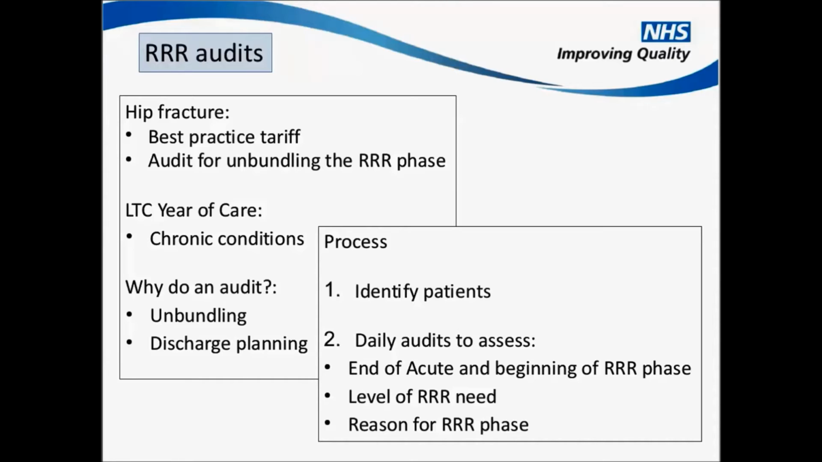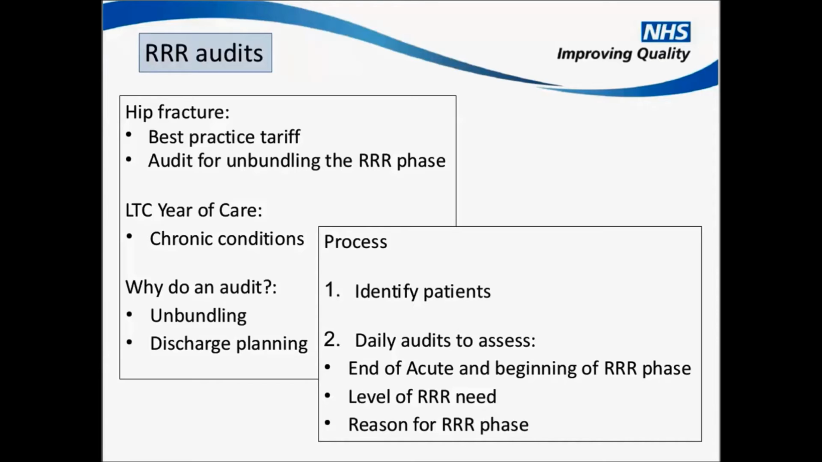The process of an RRR audit is relatively simple. You need to identify a group of patients who it might be suitable for, and then you need to carry out those clinical audits. And the way that we were recommending to them was that they would carry out a daily audit for each patient to assess basically three things. And those three things were: what is the L point? So what is the end of the acute phase and the beginning of the RRR phase? In our previous slide, we called that the L point. So how do you assess, can you assess that accurately at a particular time for each patient?